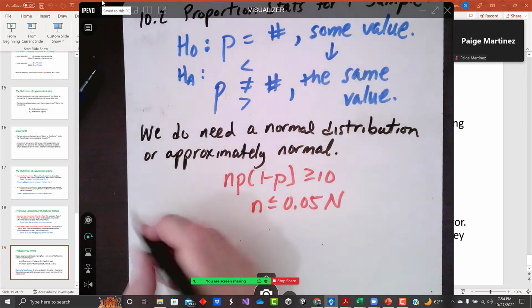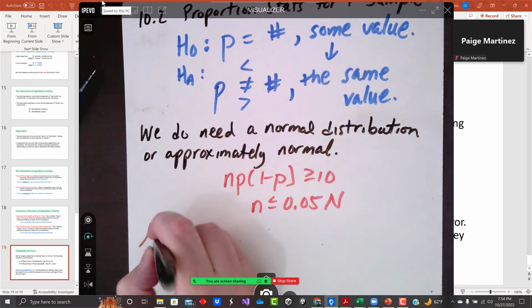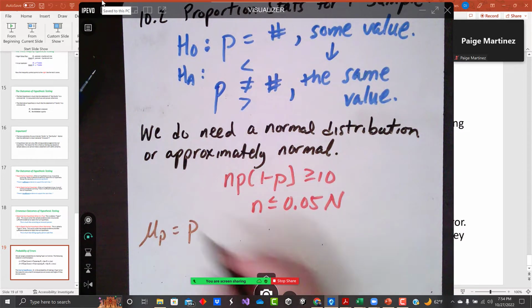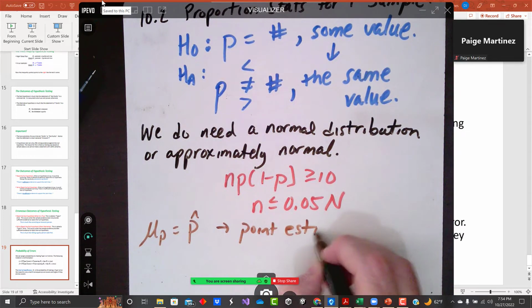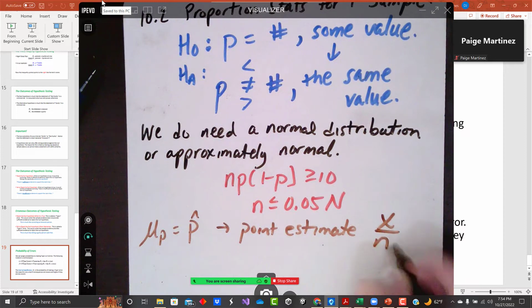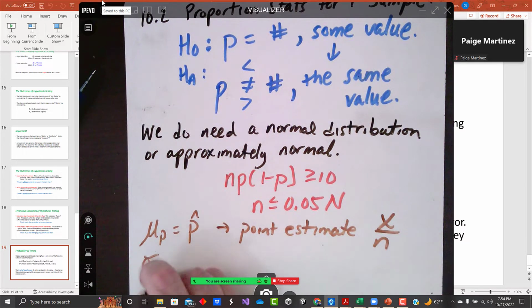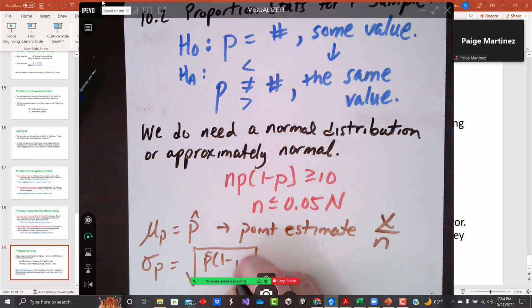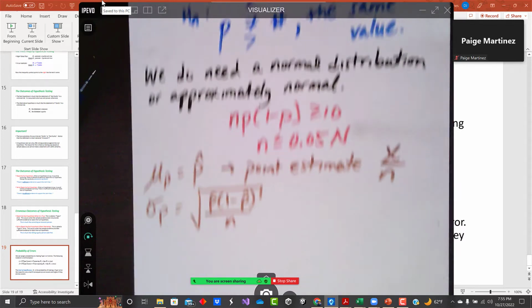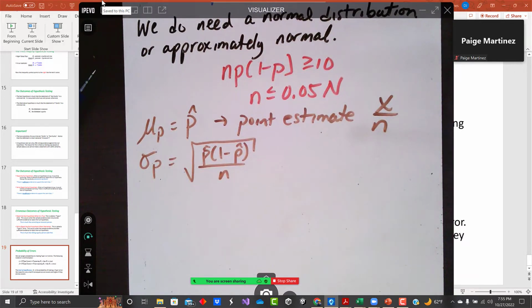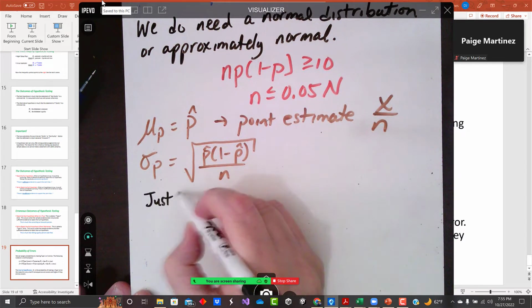Other fun things, just recall mu of p hat is p, our point estimate, which is x over n. And sigma of p hat is the square root of p hat times 1 minus p hat all over n. Just like confidence intervals.